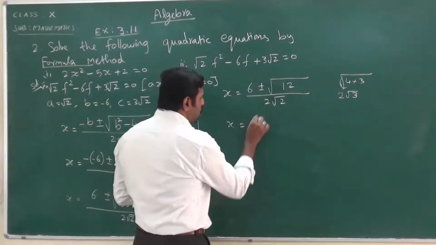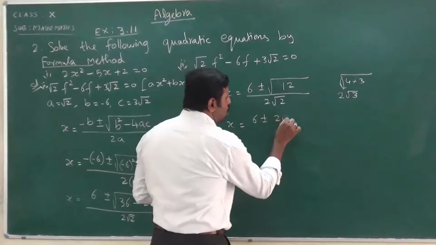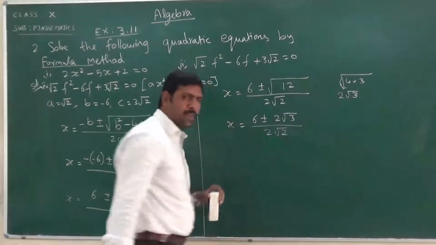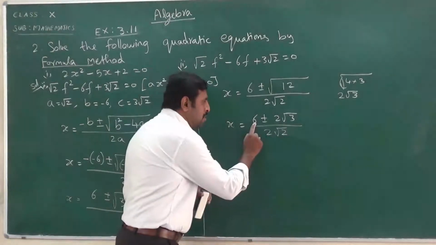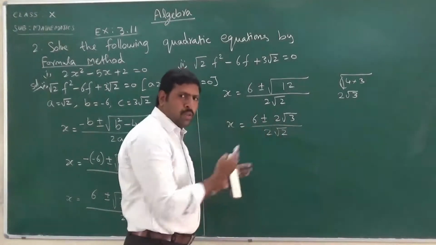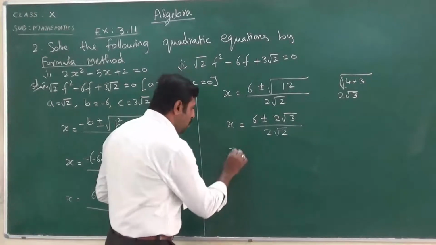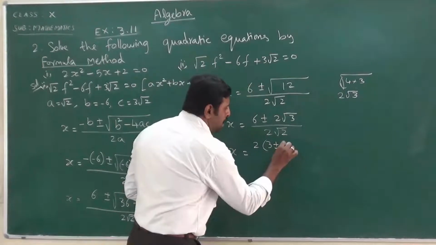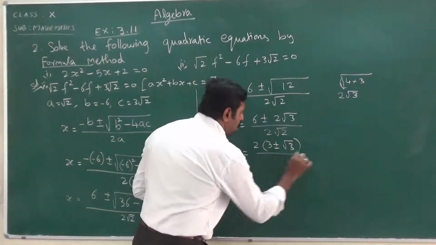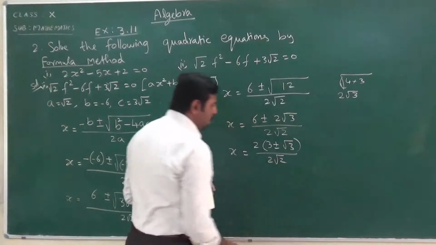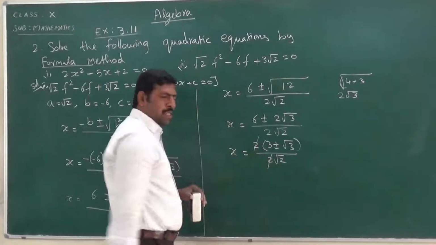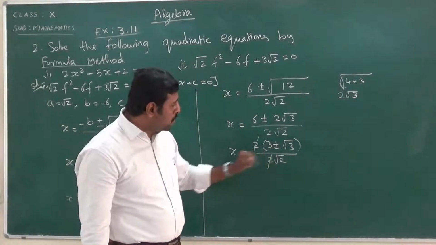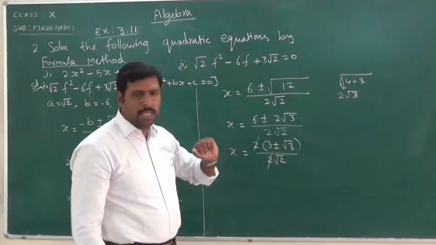So x is equal to 6 plus or minus 2 root 3 divided by 2 root 2. Here we have a given number, here also we have a given number, so 2 will be taken out commonly. So x is equal to 2 taken out commonly, 3 plus or minus root 3 whole divided by 2 root 2. 2 will be cancelled, and then we have to separate the terms. One we have positive value, another one we have negative value.